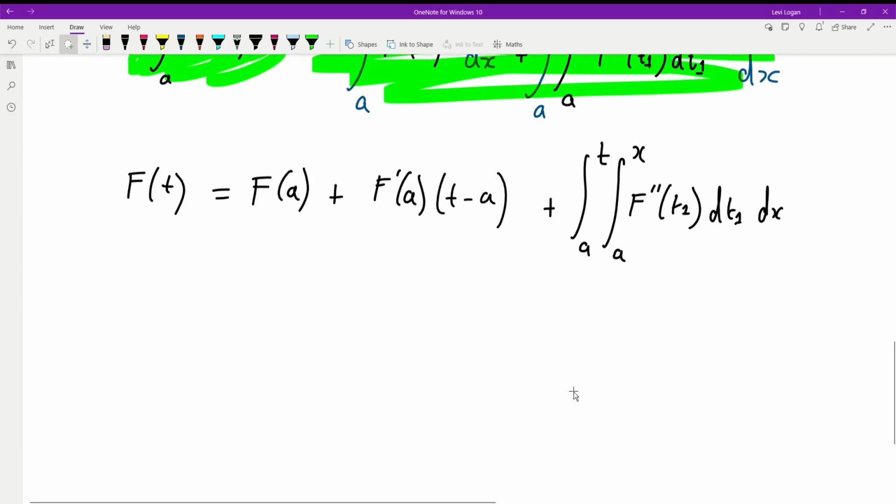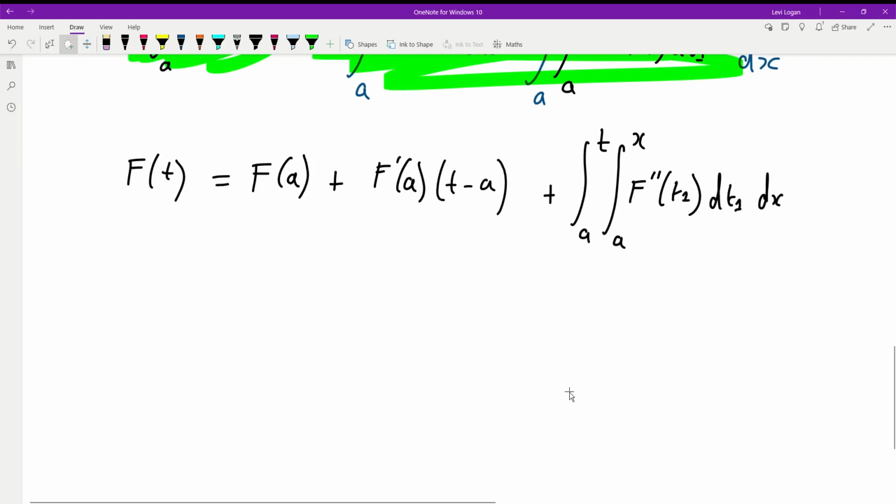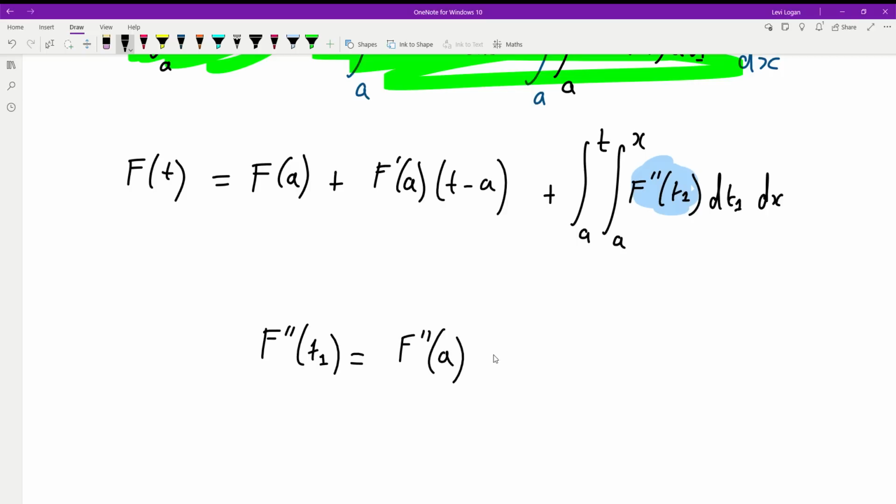Okay, so applying the fundamental theorem of calculus to this guy here, we can rewrite f double dash of t1 as f double dash of a plus the integral from a to t1 of our third derivative. Now we have to use t1 because we've already used t, so our third derivative with a new variable, let's go t2, dt2.